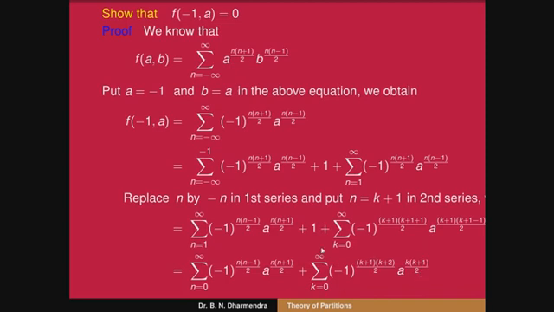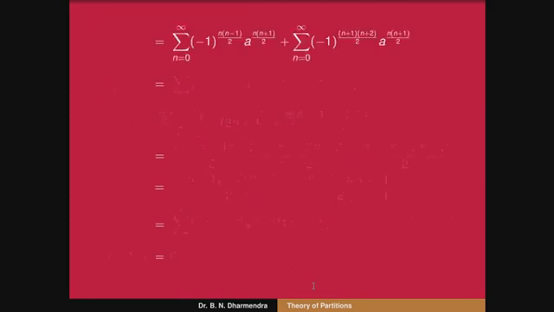Here also, without loss of generality, in the second series we can replace k by n. So that is n running from 0 to infinity, (-1)^n into (n-1)/2 into a^n into (n+1)/2, plus, replacing k by n, n running from 0 to infinity, (-1)^(n+1) into (n+2)/2 into a^n into (n+1)/2.